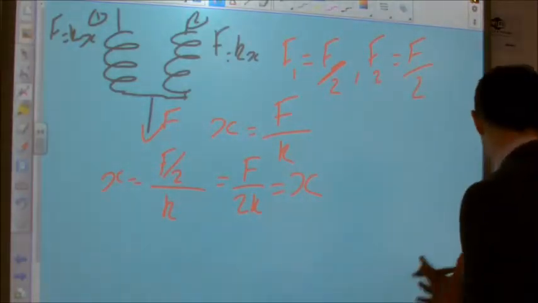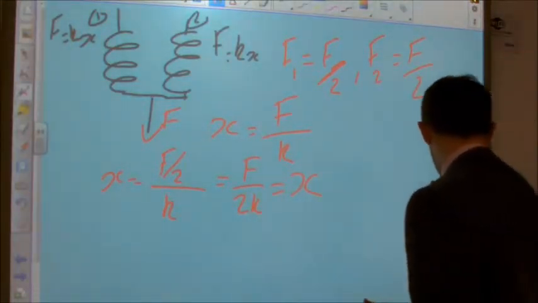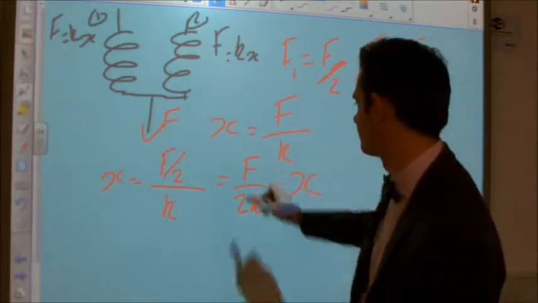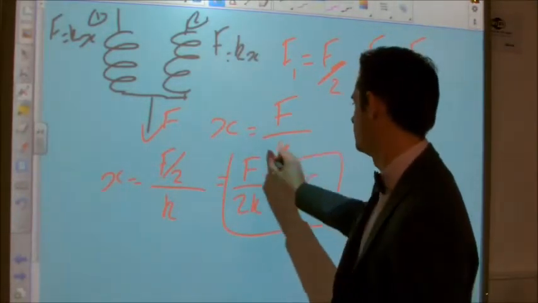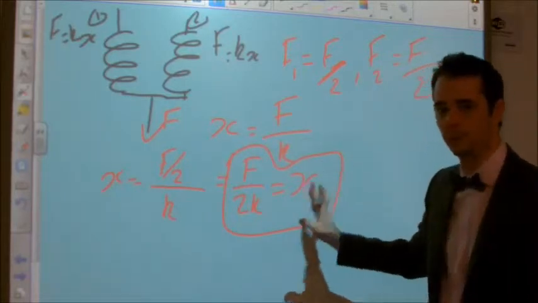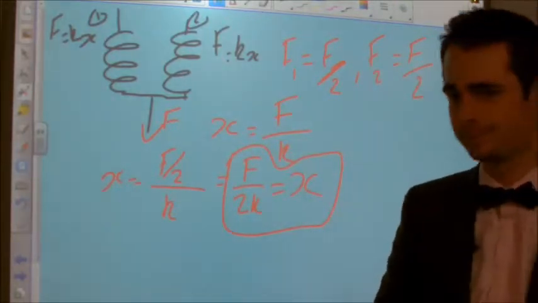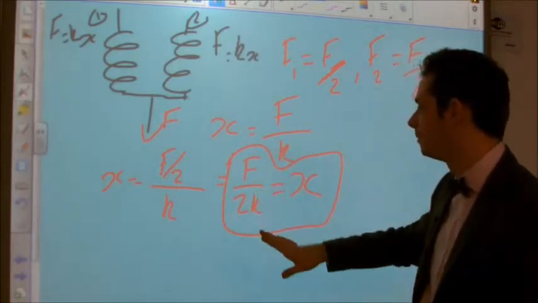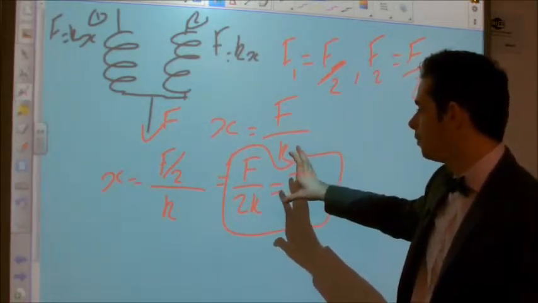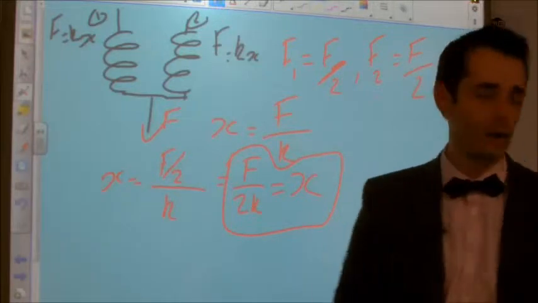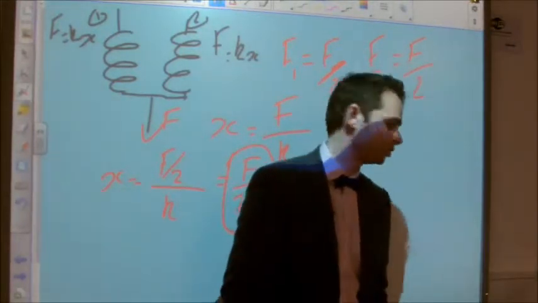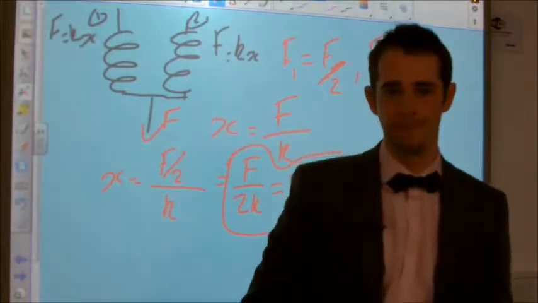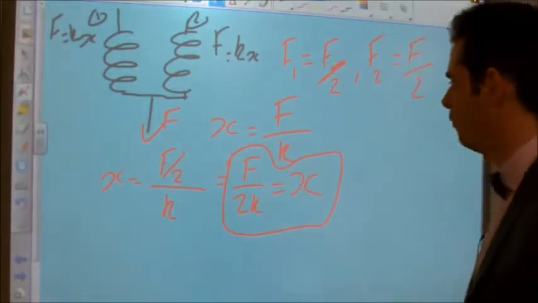Now hopefully that's what you've got, and hopefully you've already written that down, because this bit here is quite important, so again make sure you get that written down. What this says is that for whatever force we apply, we're going to get half the extension we would otherwise have got if we'd had just a single spring, which is very interesting, very helpful.